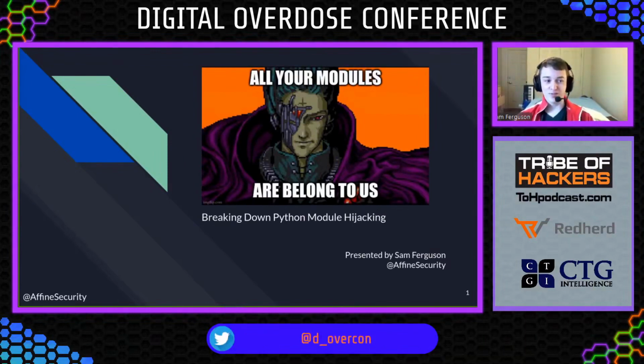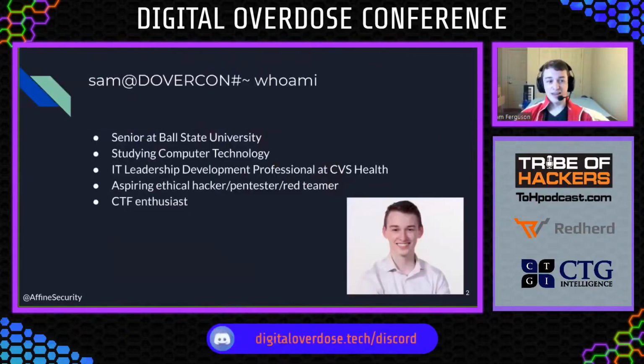But first of all, you got to be like, wait, who's this random dude talking to me about all this information security stuff? Why should I trust him? Well, let me tell you a bit about myself. My name is Sam Ferguson. You may also know me as Affine Security if you know me on Twitter or on Discord. I am currently a senior at Ball State University in Muncie, Indiana, in the US. For all you non-American people, that's fourth year. I don't know if it's different elsewhere. Anyway, I study computer technology, so a lot of my focus is on system administration, network administration. That's most of what my background is.